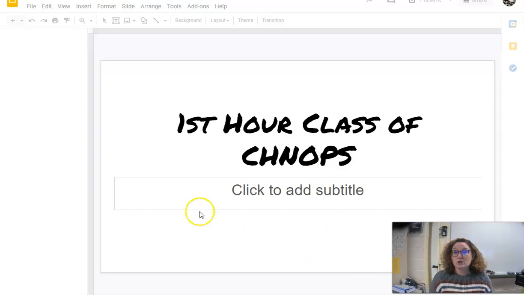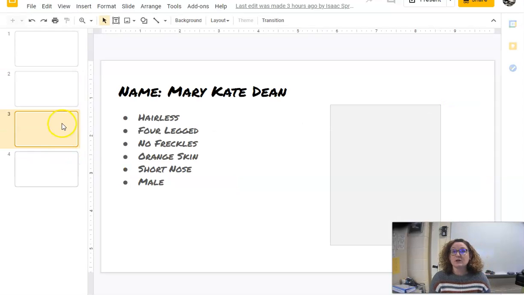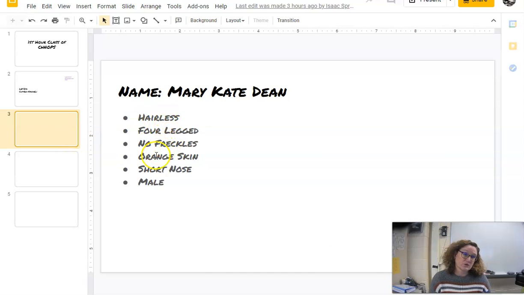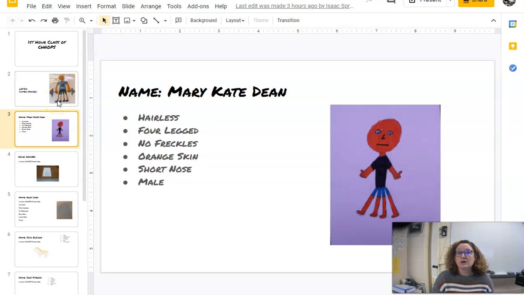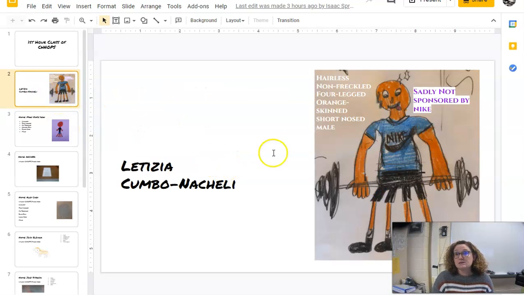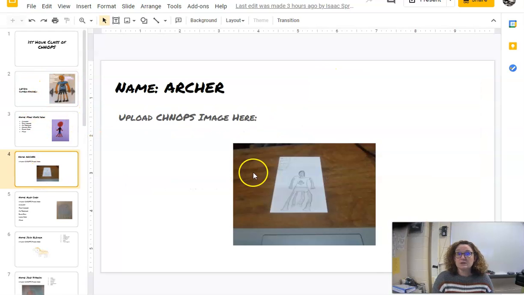So what determined if the organism was orange? What determined if the organism was blue? And why would one be different from another? So for example, like Mary Kate's is hairless, has 4 legs, no freckles, orange skin, short nose. Where TZ's is hairless, non-freckled, 4-legged, orange skinned, and short nosed. Okay. This one, you can't read the trace on that one.